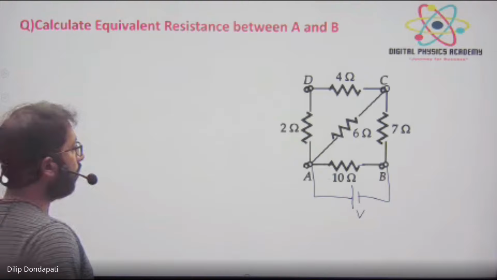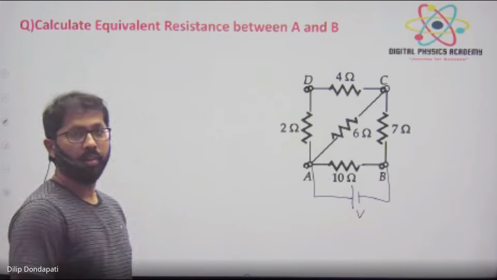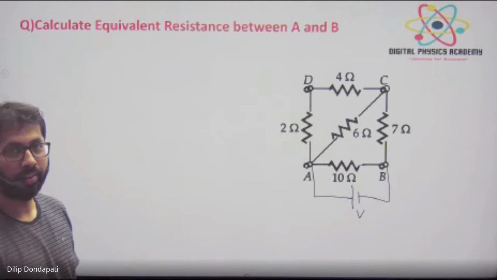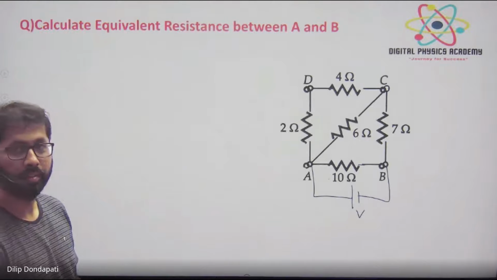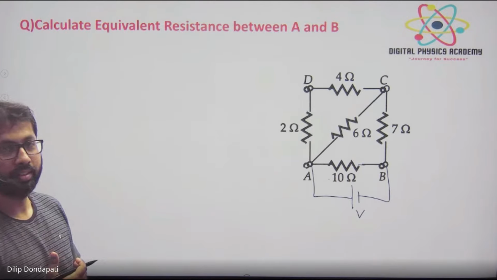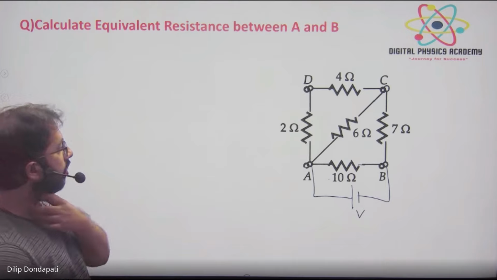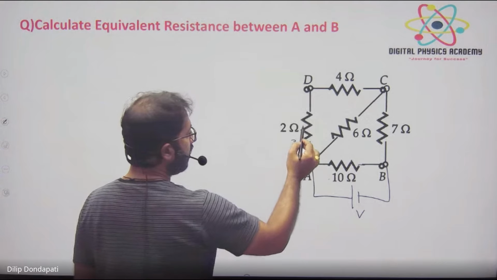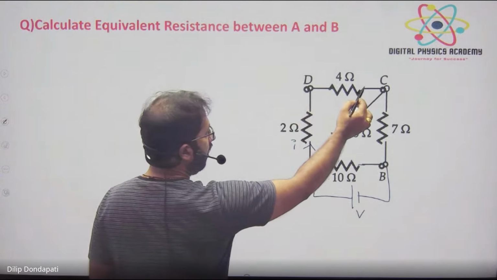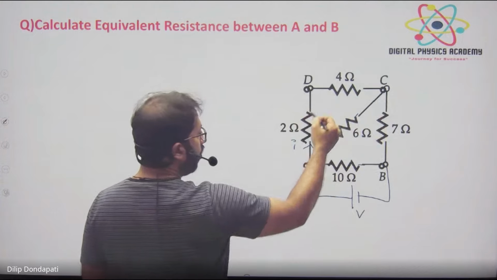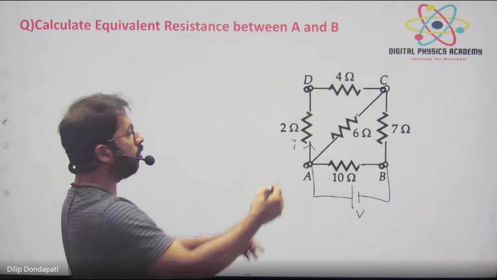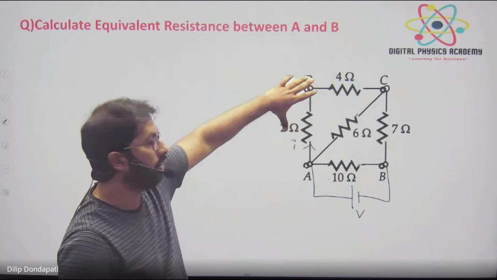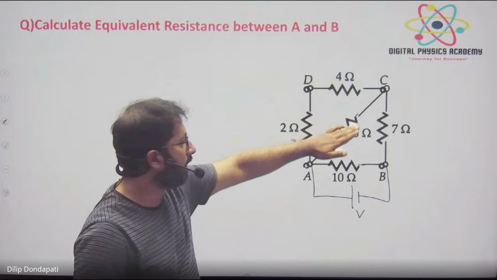So able to identify which is series, which is parallel? Any idea? Look, if I pass current here, the same current is flowing through this. Here it is dividing, meaning these two are in series. So 2 plus 4 is how much? 6. 6 and 6 are in series or parallel?